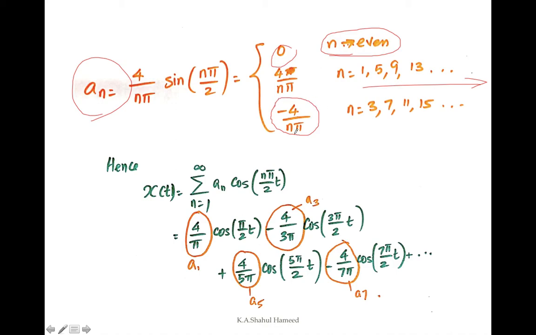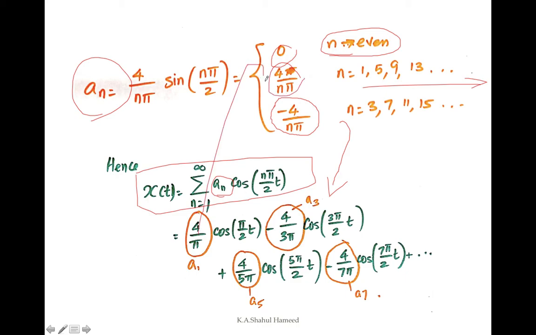So this is the coefficient, and the final equation is x of t. When you substitute this an in x of t, you will get x of t is equal to summation n is equal to 1 to infinity of an into cos n pi by 2 t. Now we are going to substitute these values in this equation. First, n is equal to 1: the value of an is 4 by pi.